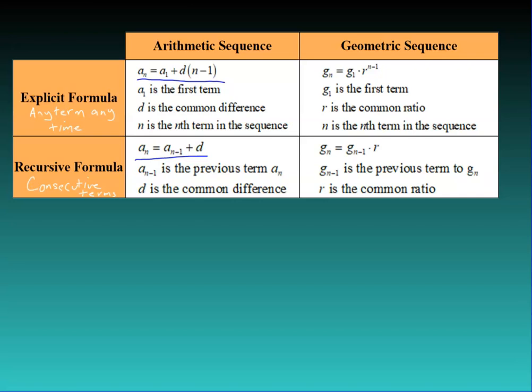Geometric, same idea. We have our explicit: g sub n is equal to g sub 1 times r to the n minus 1. G sub 1 is the first term, r is the common ratio, n is the nth term of the sequence. Then your recursive is g sub n is equal to g sub n minus 1 times r instead of plus d. Same idea as the arithmetic. So let's go ahead and use these.